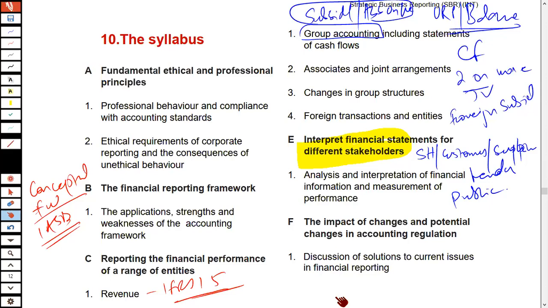Okay, and lastly, I've already discussed the syllabus. This is what the syllabus is: from the exam perspective, you need to make sure that there is a lot that you need to cover for the SBR syllabus. And inshallah, we would be going through the SBR course in detail. I'm also going to tell you the approach that I'm going to adopt with respect to teaching this SBR paper.